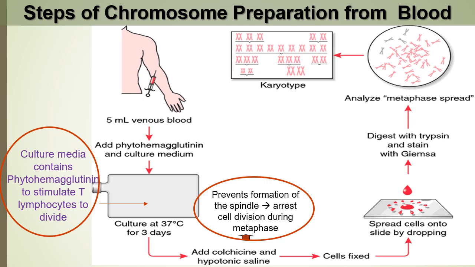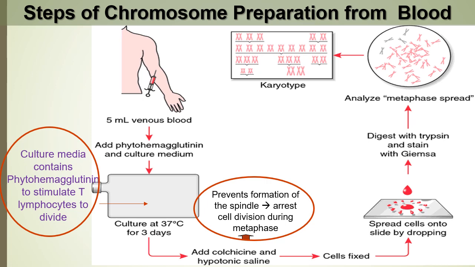Now let us see the steps of chromosome preparation from blood. Here 5 ml venous blood is taken and added to a culture flask which contains phytohemagglutinin and a suitable culture medium. Phytohemagglutinin is added to stimulate T lymphocytes to divide.